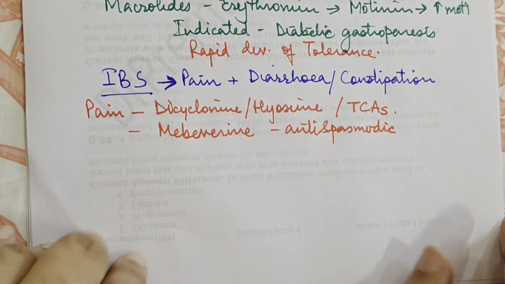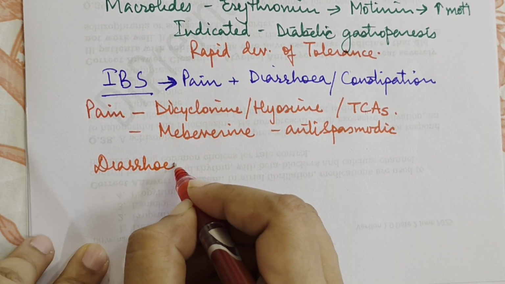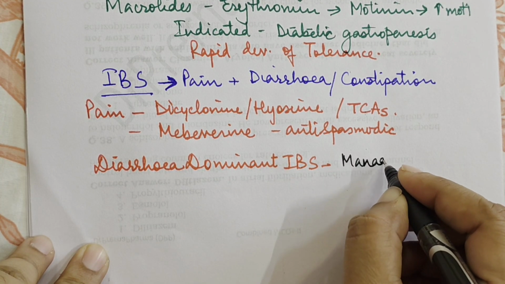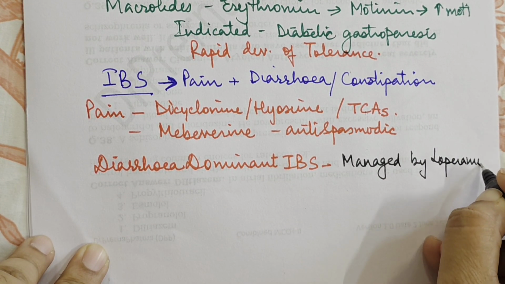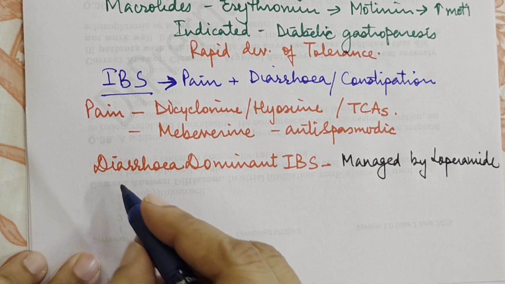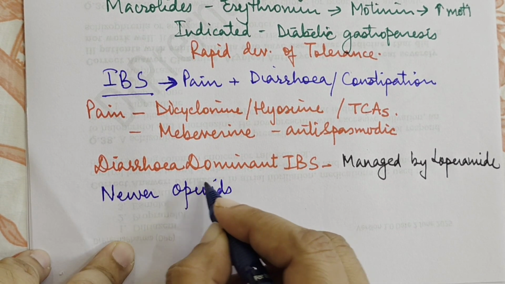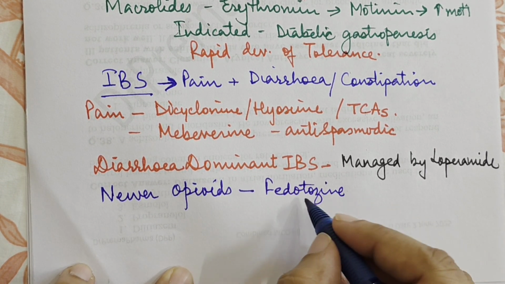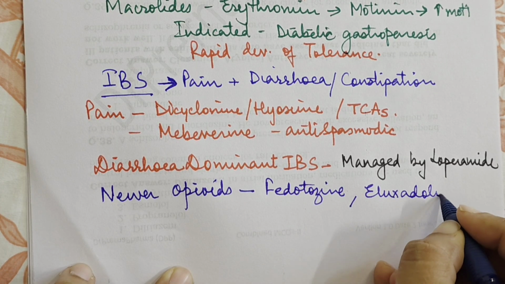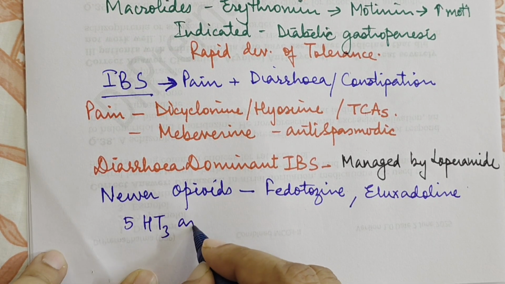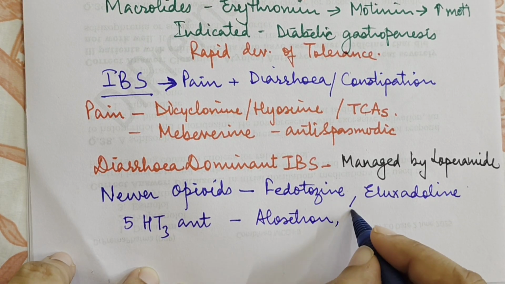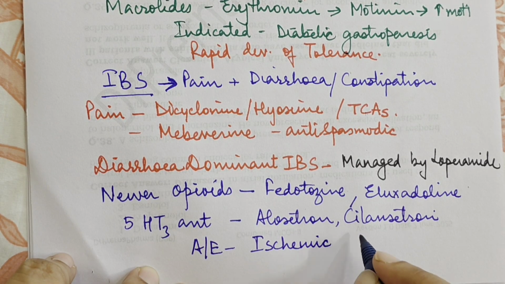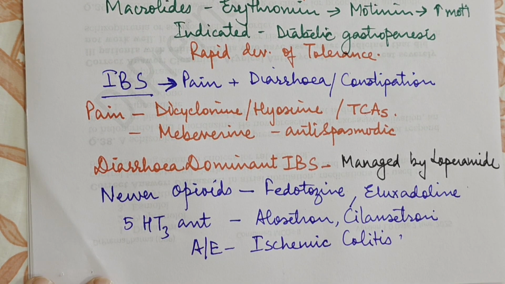Now let's see diarrhea dominant IBS. Diarrhea dominant IBS is managed by loperamide. This is an opioid, and it has a tendency to cause constipation. We all know about this. Newer opioids have come in the market, and the newer opioids are called fedotozine and eluxadoline. Then we have 5-HT3 antagonists, in which we have alosetron and cilansetron. They also can be used. The only adverse effect that they cause is ischemic colitis. So this can be the adverse effect of these drugs.